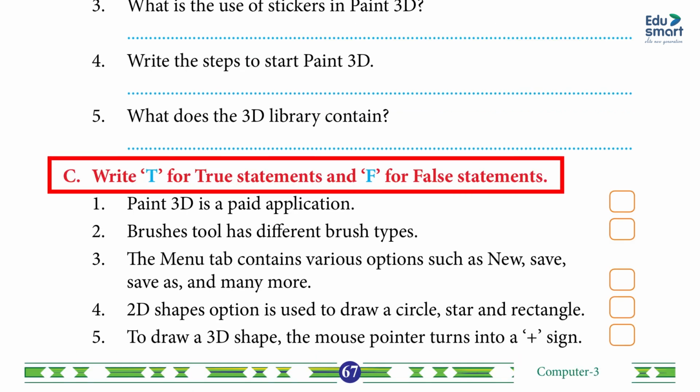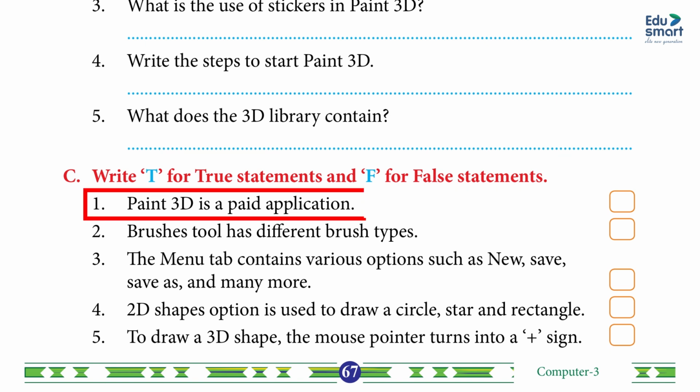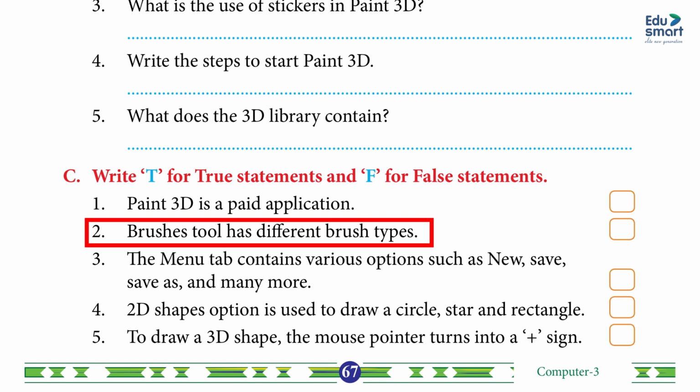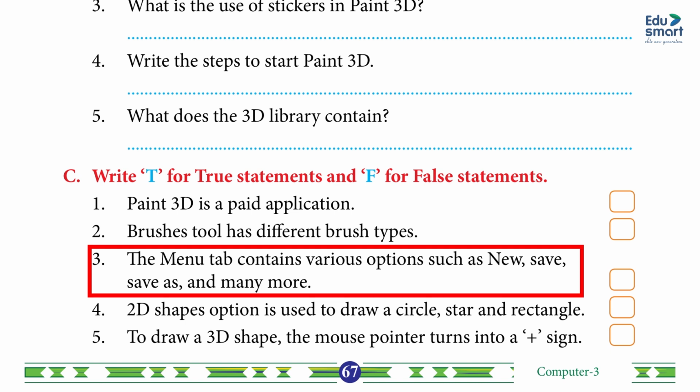C. Write T for true statements and F for false statements. 1. Paint 3D is a paid application. Answer: False. 2. Brushes tool has different brush types. Answer: True. 3. The menu tab contains various options such as new, save, save as and many more.